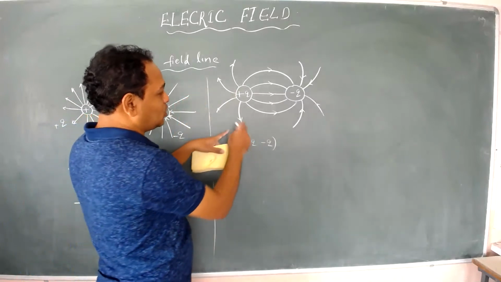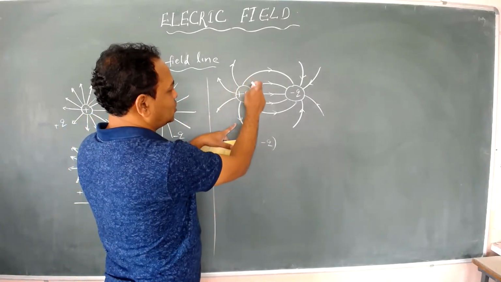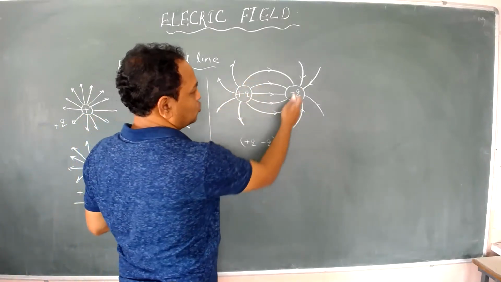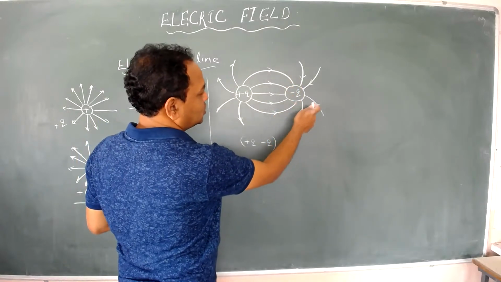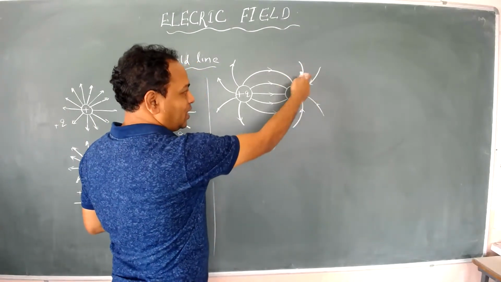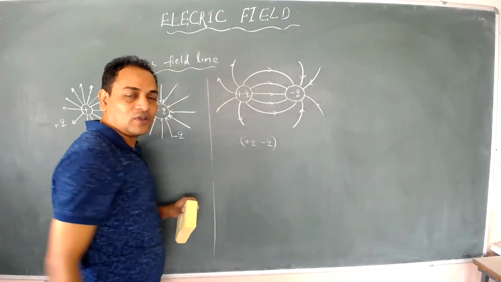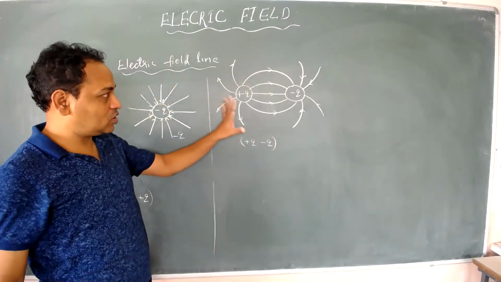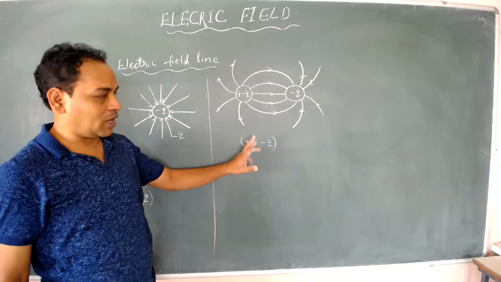Here if you count, 1, 2, 3, 4, 5, 6, 7, 8, 9. For this also 1, 2, 3, 4, 5, 6, 7, 8, 9. So here also 9 lines are there. Here also 9 electric field lines are there. So in this case, we can say that they are of the same magnitude.